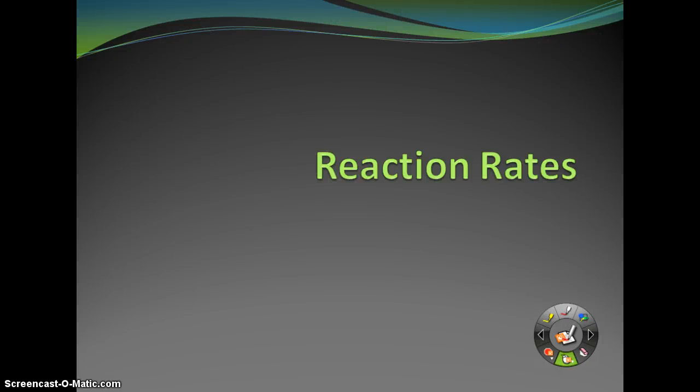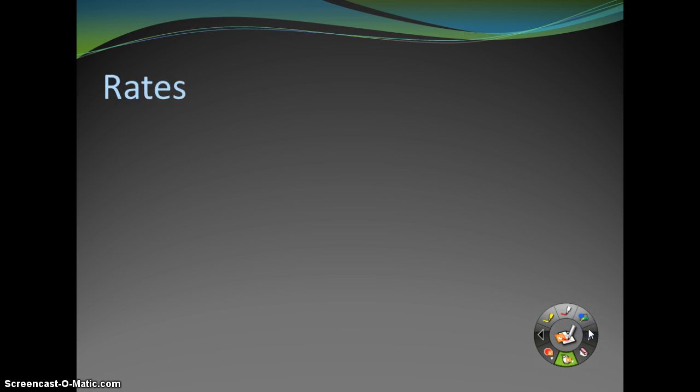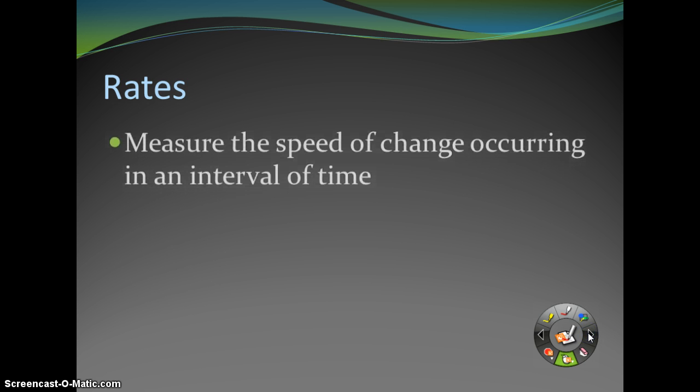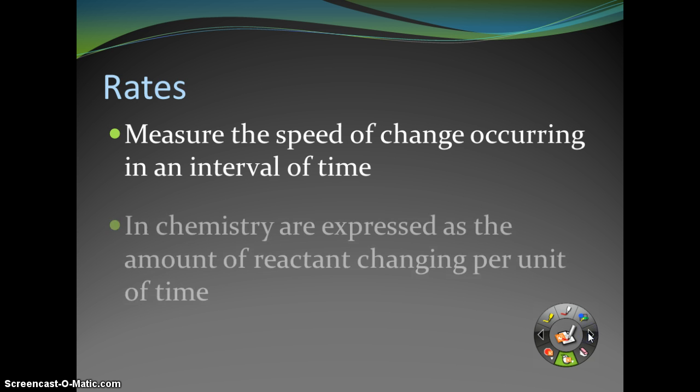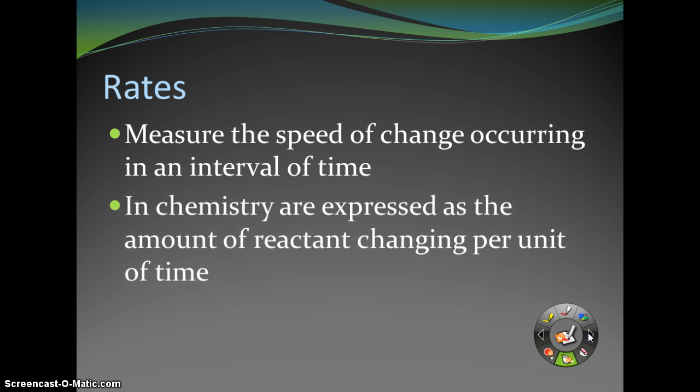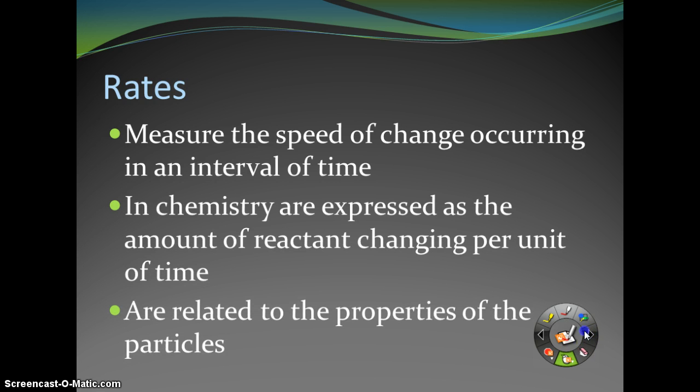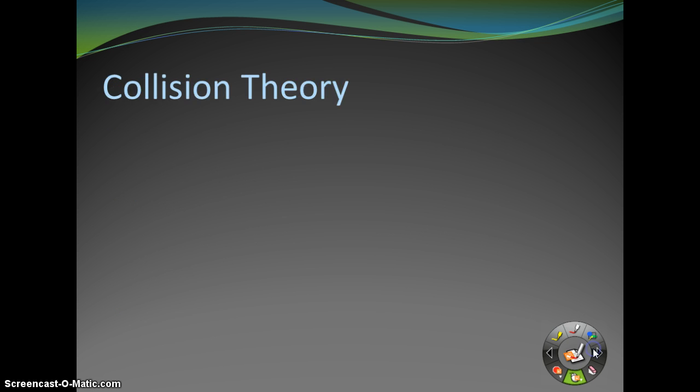Now we're going to use what we know about heat and reactions to look at reaction rates. A rate is the measure of the speed of change occurring within an interval of time. If you think about your travels, you're measuring how far you go in a certain amount of time, your miles per hour. With chemistry, we're going to look at how much reactant is changing per unit of time, and we're going to relate these to the properties of the particles that we're talking about.